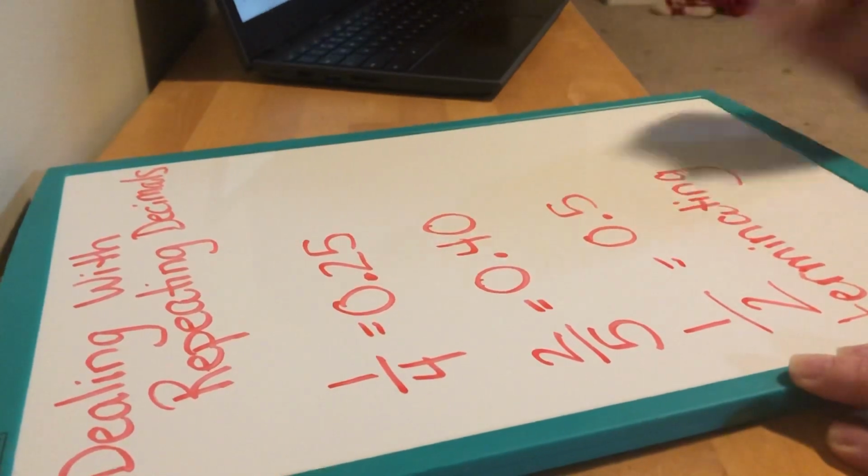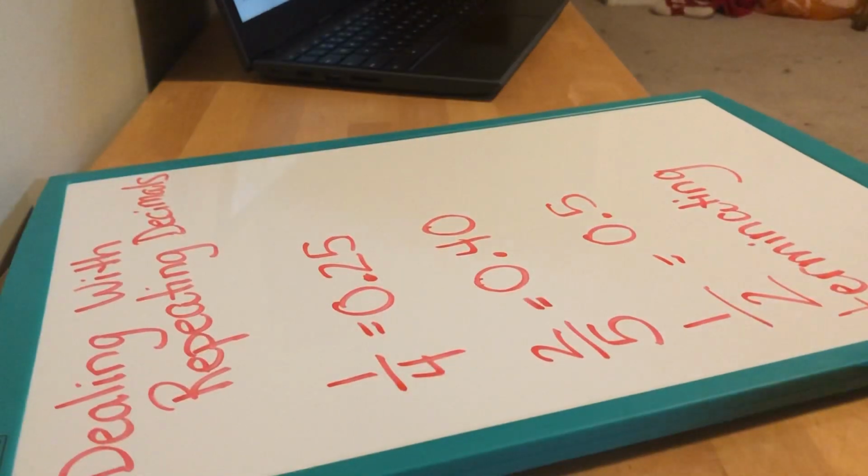And these are called terminating decimals. They have an end. Terminate is Latin for to end or to stop. And so these are terminating decimals. They only go so far.